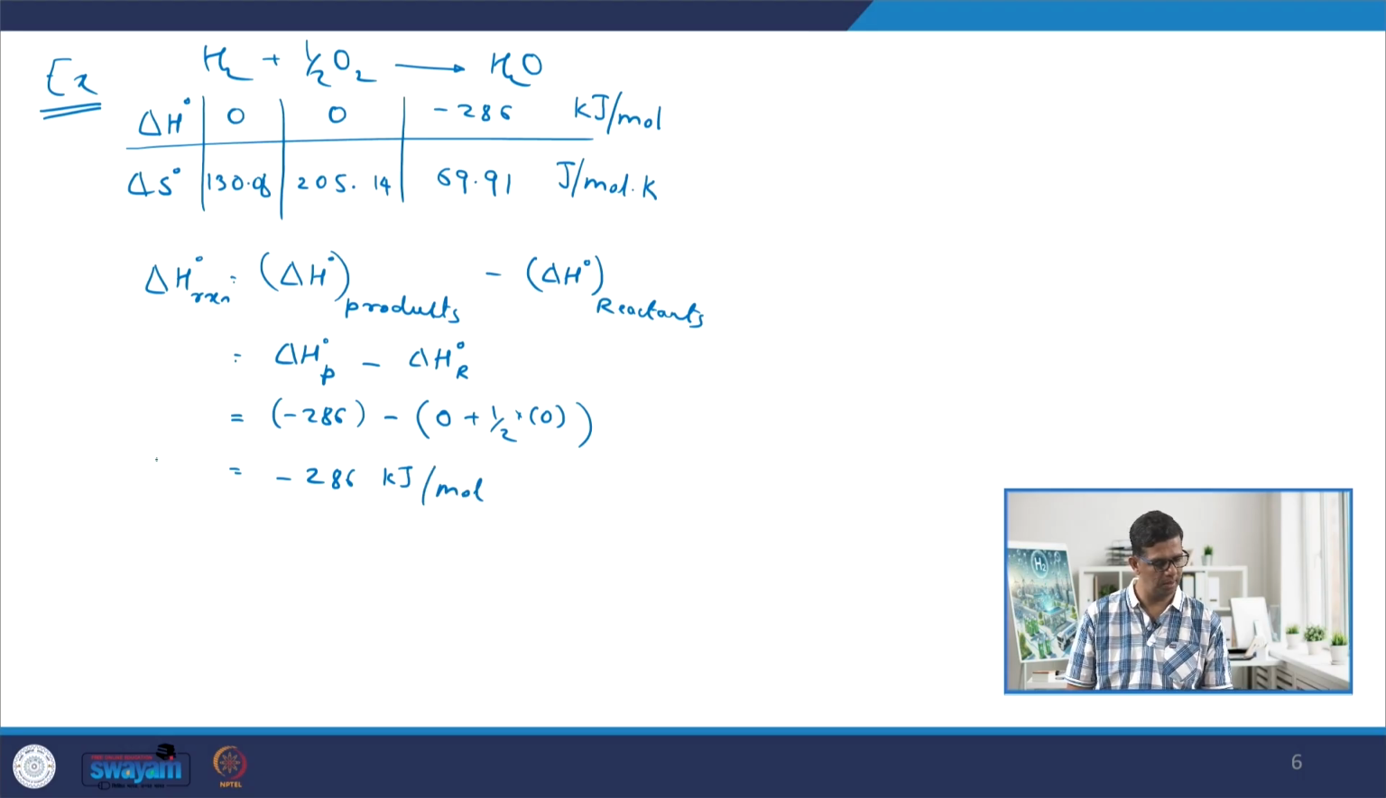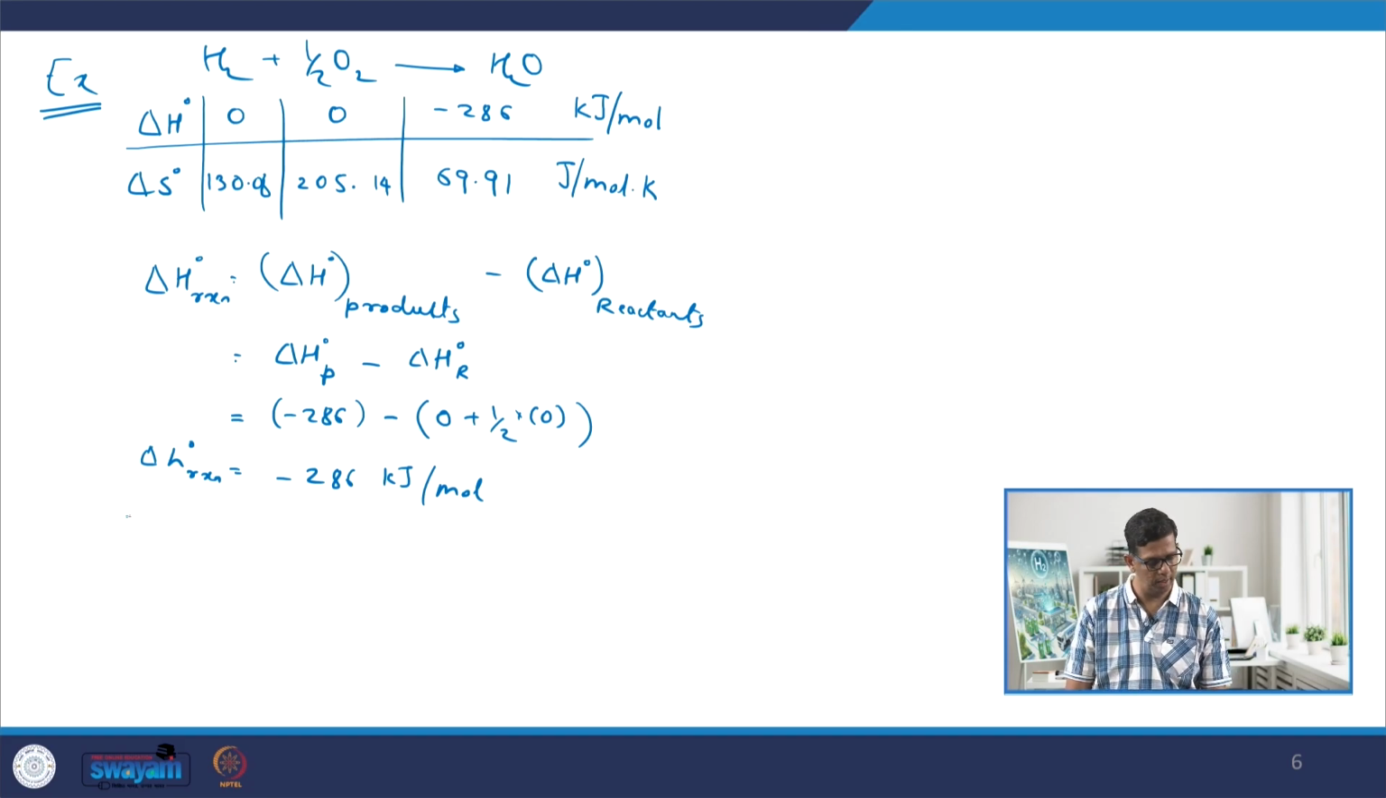So, that will come as minus 286 kilojoules per mole. Let me write this as an intrinsic property, delta H naught Rxn. This is how we can find out the enthalpy of the reaction as minus 286 kilojoules per mole. As we can understand, minus stands for it is an exothermic reaction and heat will be evolved. So, this is the maximum energy content that we have.